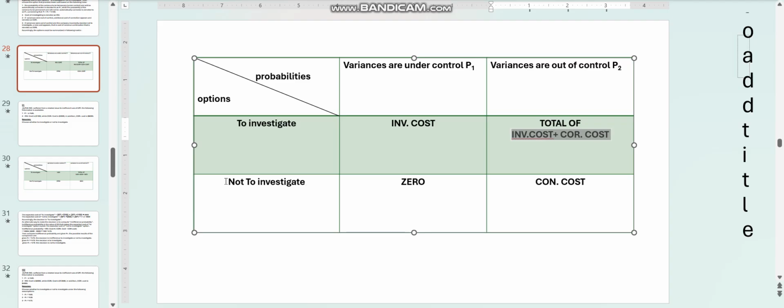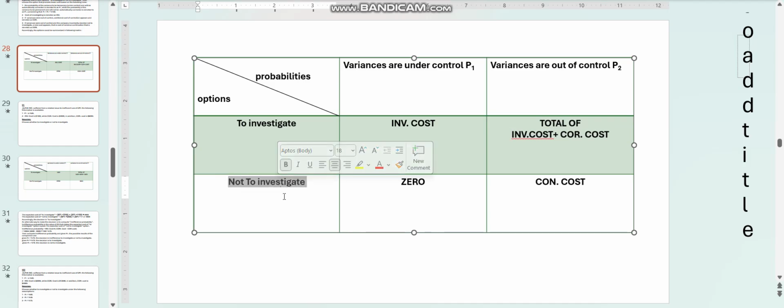Then moving to the second option, that is not to investigate option. If you decide not to investigate, you will not afford investigation cost, and the variance was under control, so it will be eliminated. So you will not afford any cost. So zero cost is afforded under this situation if you decide not to investigate a cost variance that is under control.